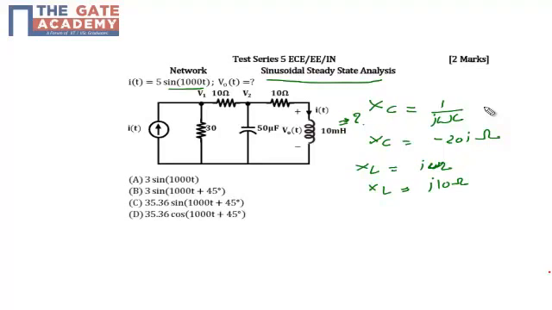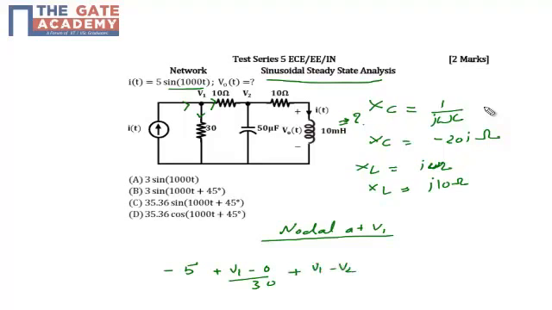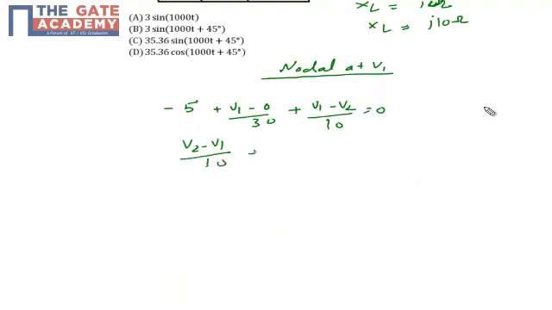It's a simple nodal analysis. We have two nodes, V1 and V2, and we need to apply nodal analysis. Applying it at V1, we have an input current iT and two output paths. So it will be minus 5 plus (V1 minus 0) by 30 plus (V1 minus V2) by 10 equals 0, since the algebraic sum of the currents at node V1 is 0. Similarly, applying nodal analysis at V2, it will be (V2 minus V1) by 10 plus V2 by minus j20 plus V2 by (10 plus 10j) equals 0.